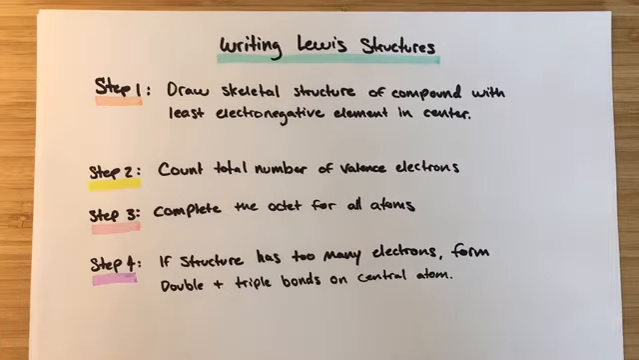Okay, let's talk about Lewis structures. Lewis structures are a way to draw a molecule to see how the atoms are connected. To write a Lewis structure, we can follow 4 easy steps.